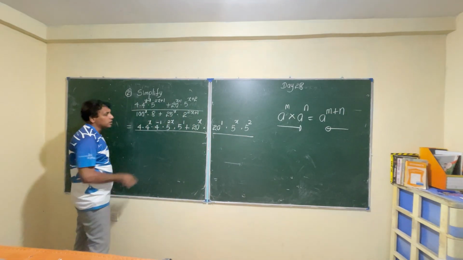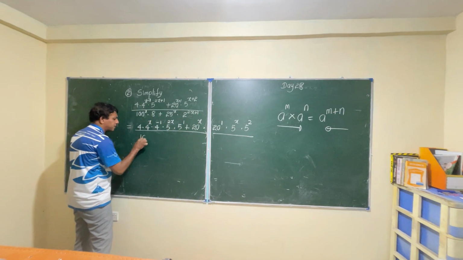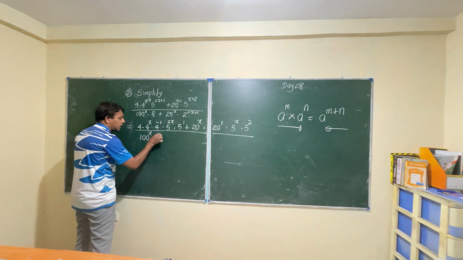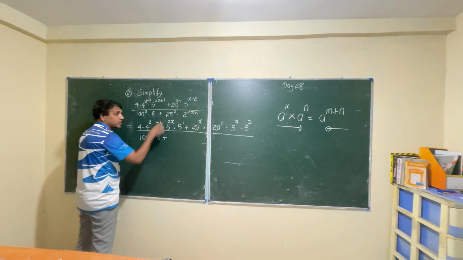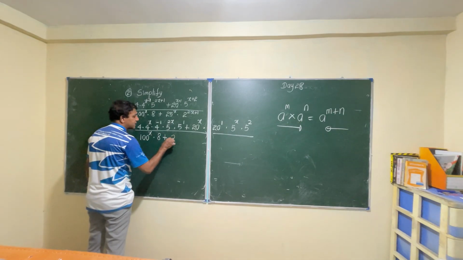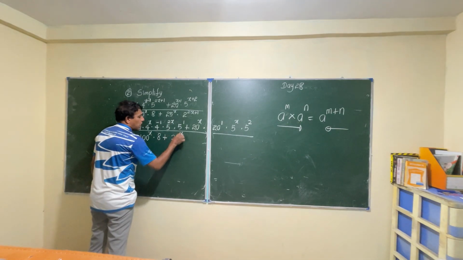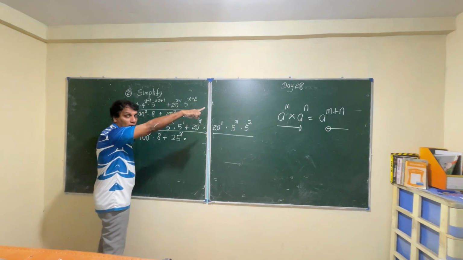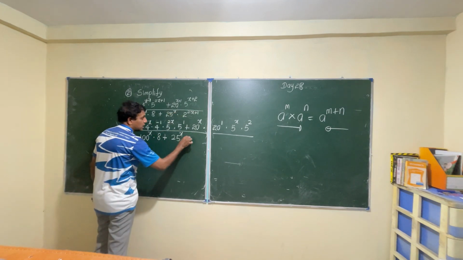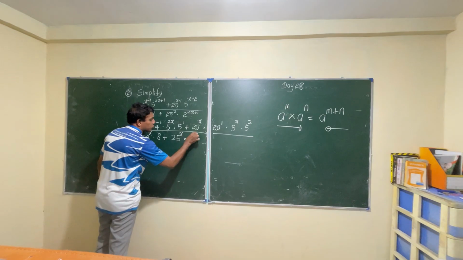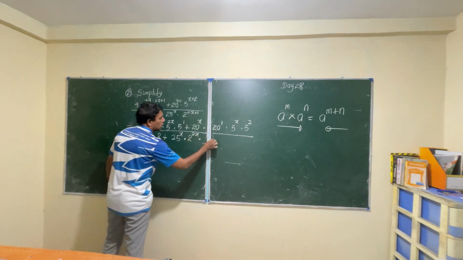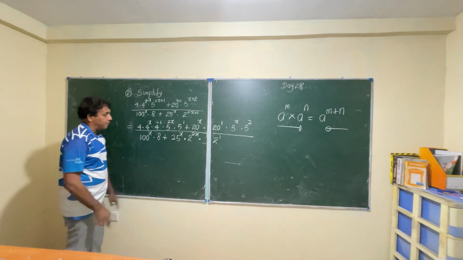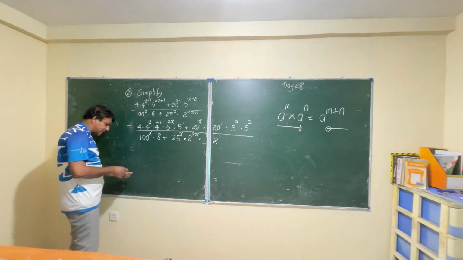below, I won't expand 100 in any way. 8 also I keep as it is. What is 25? I keep as it is. And whatever this one, expand using rule number 1 of indices: 2 to the power 2x into 2 to the power 1. Okay, this is your first step, right? And now see this cancel.